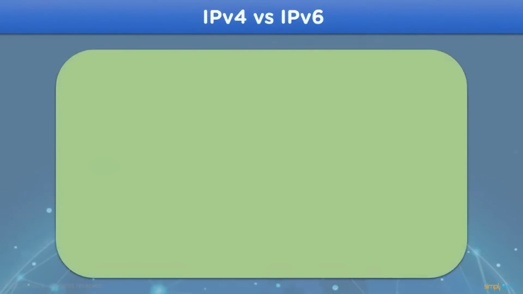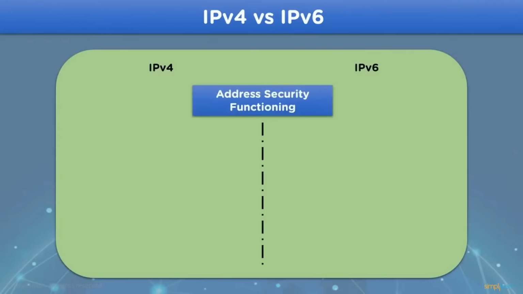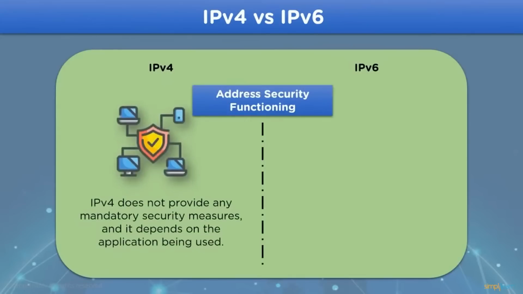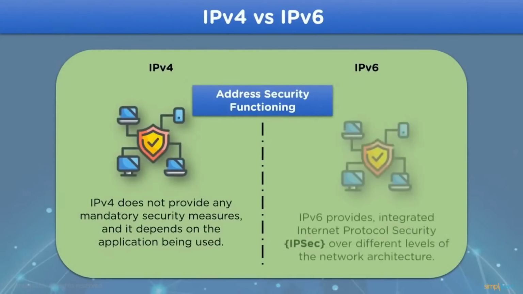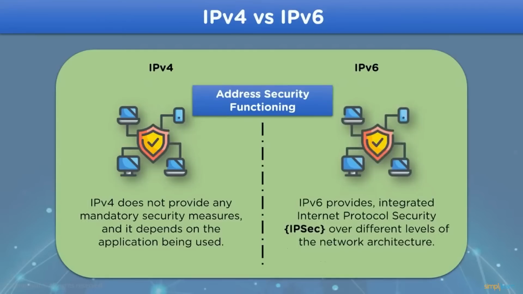Let's move on to the next difference, that is address security and functioning. IPv4 version addresses do not provide any security function for the network, whereas in case of IPv6 addresses, integrated Internet Security Protocol, that is IPsec, is responsible for the security of the network.